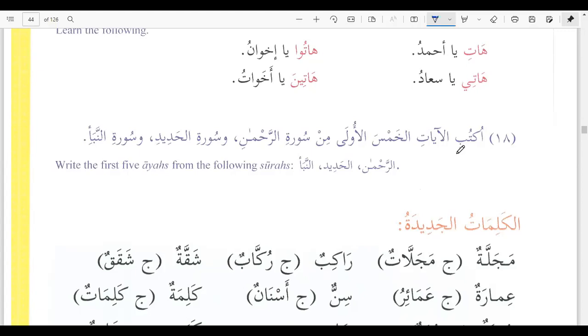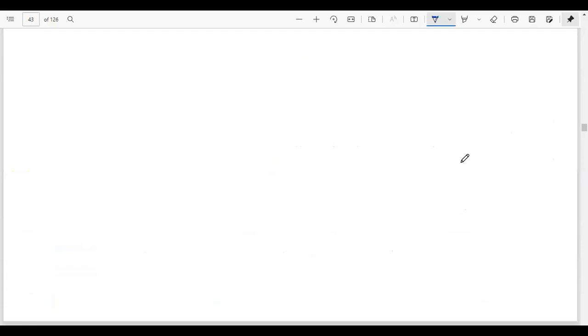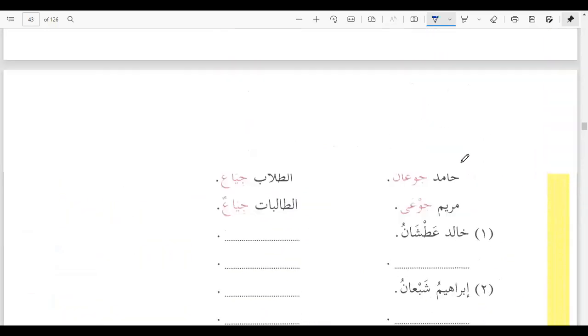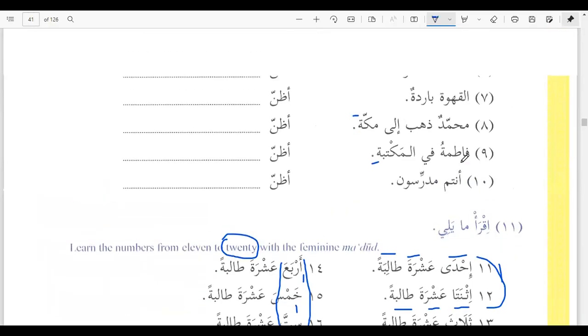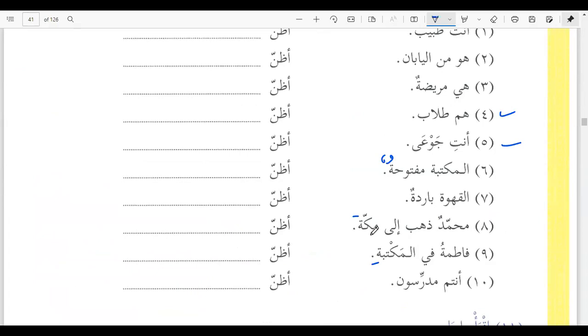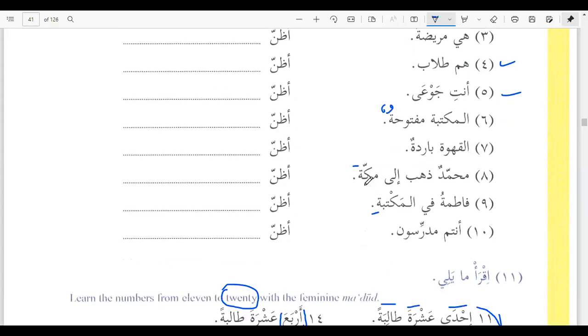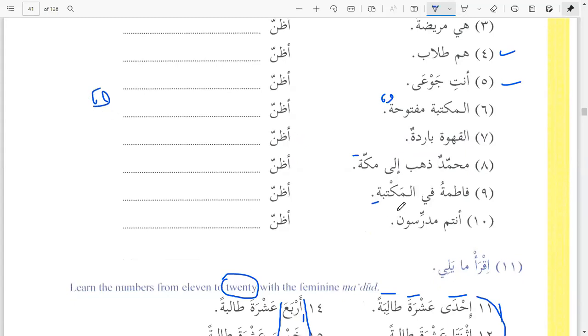Sir, in this sentence, Muhammadun Zahaba ila Makkata, why Makkata after ila, not with a kasra? Okay, wait, I open it for you. Muhammadun Zahaba ila Makkata. Okay, what do you want? Because it is mamnu' min as-sarf. And what is the mamnu' min as-sarf? Mamnu' min as-sarf are the nouns that don't take tanwin. And when they are majrur, they don't take kasra. When they are majrur or when they are mudaf ilayh, they will take fatha: ila Makkata.